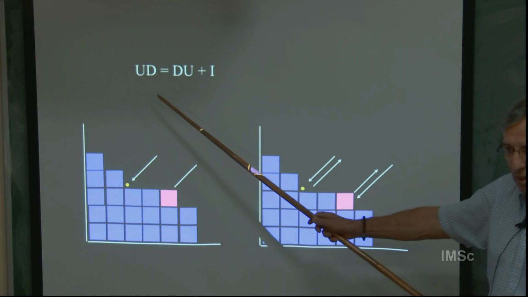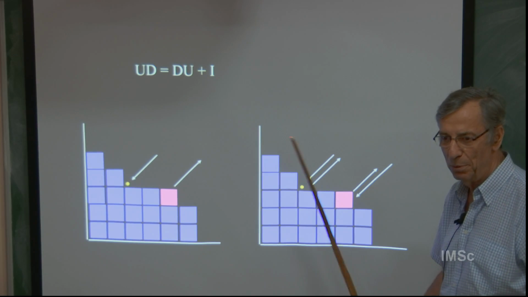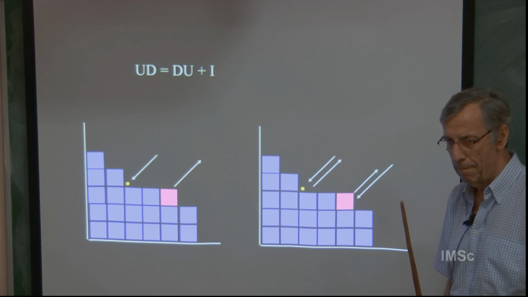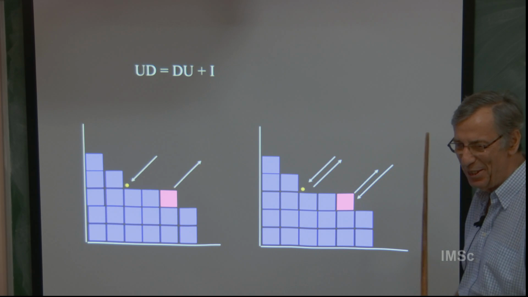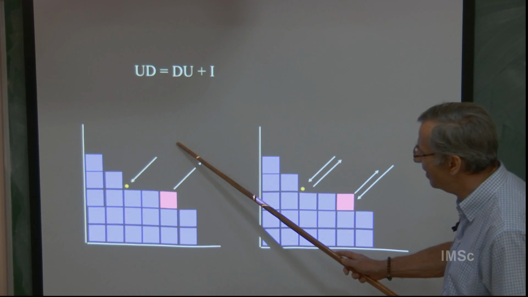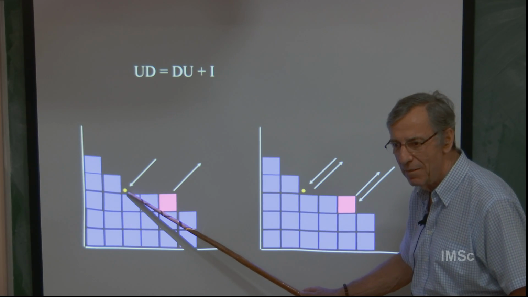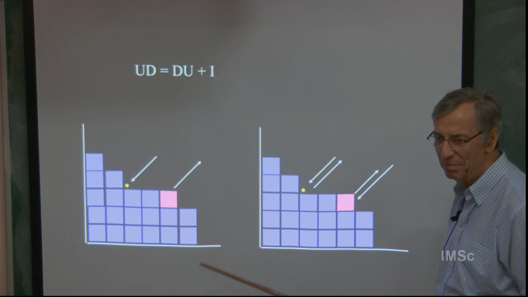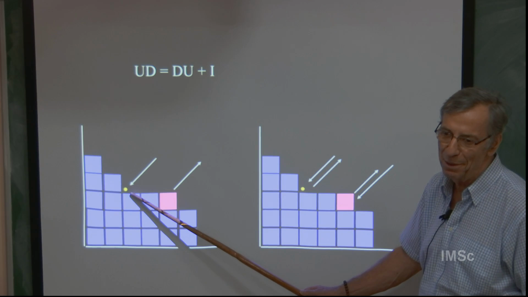I claim that this operator satisfies UD equal DU plus identity. So it's a complement. I just give you the intuitive idea why I have this relation. Suppose I have this picture. I add a new cell here, and I delete this cell. I can first delete this and add after this. This will be the same result.